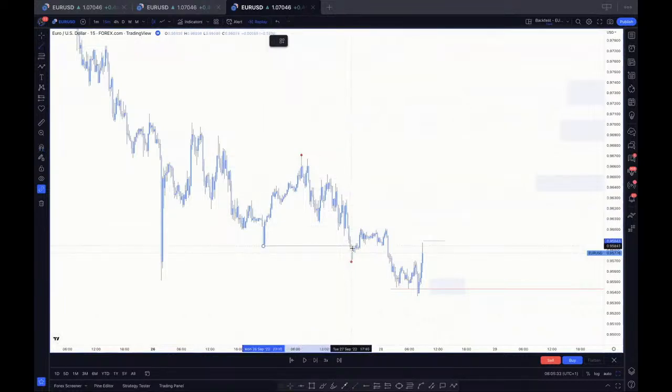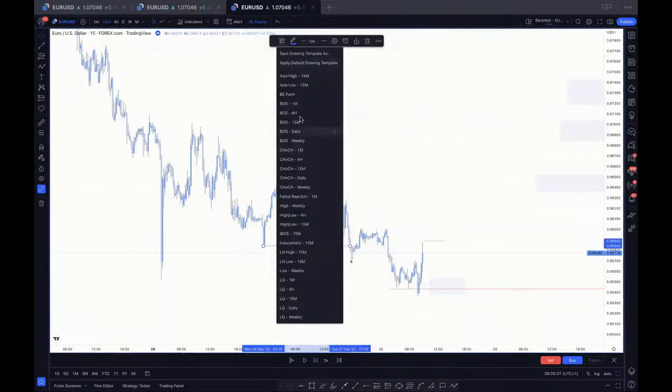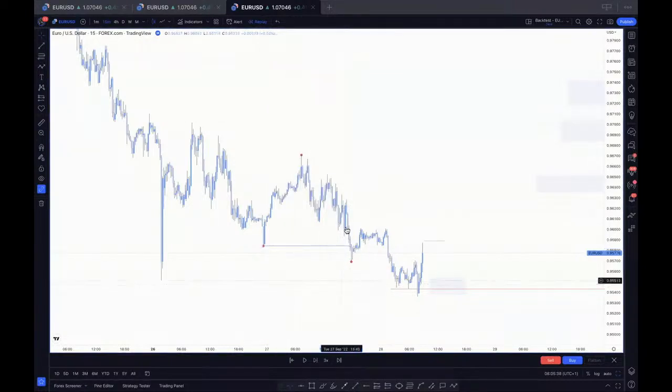So let's draw the structure like this. All right. So to the body and then break of structure on the 15 minutes. So you can see this was how the market moved. So this high was the high that took out this low and formed a new low here. And then there was a little pullback here before it also took out this low again. And it continues. So let me also just draw that.